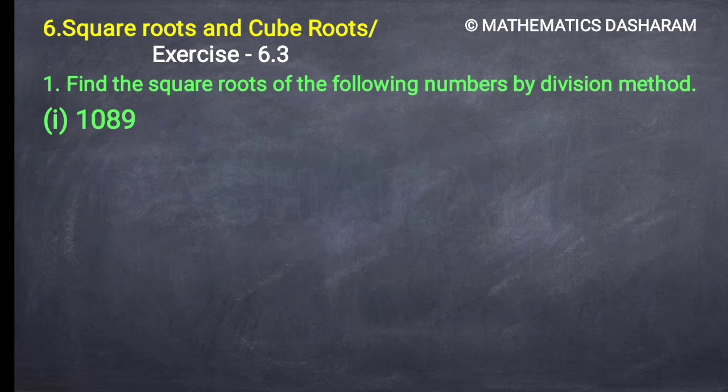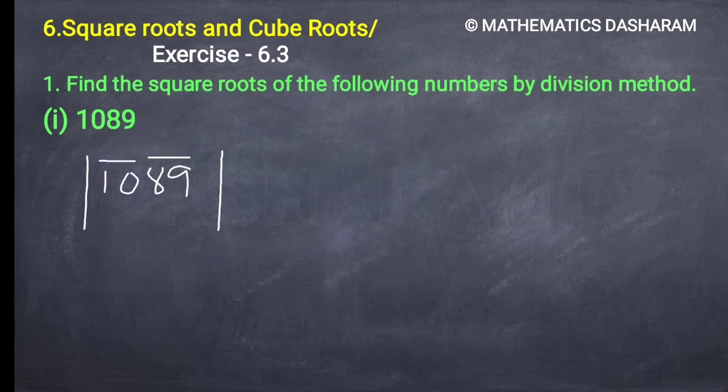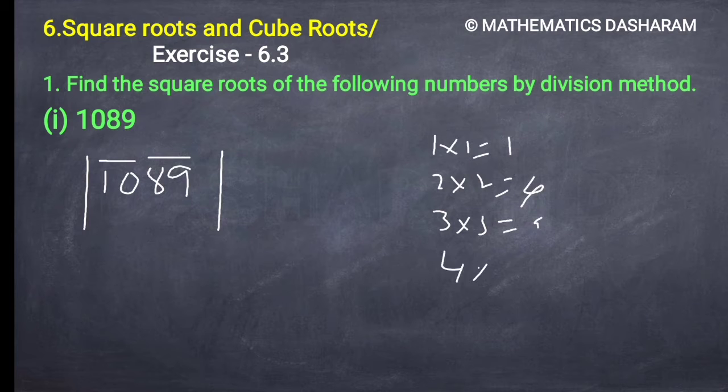Next, exercise 6.3, first bit: find the square roots of the following numbers by division method. The first question is 1089. In 1089, the first pair starting from the unit place, 89, is one pair, and 10 is the second pair. In the first pair, that is 10, the nearest perfect square: 1 ones are 1, 2 twos are 4, 3 threes are 9, 4 fours are 16. So the nearest one is 9.